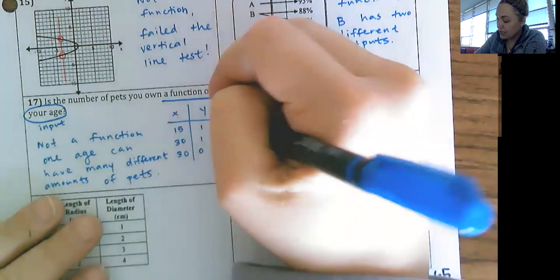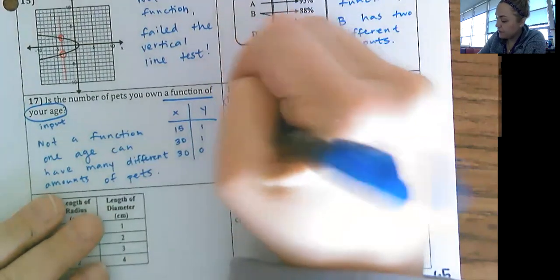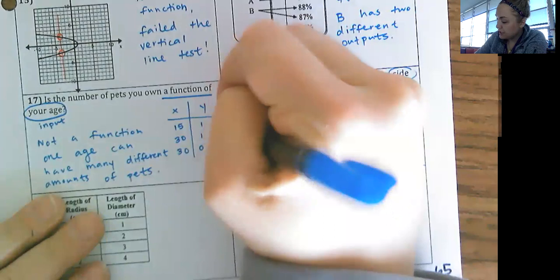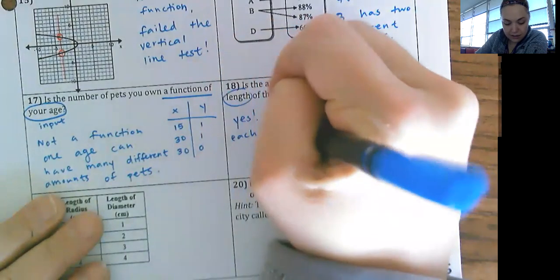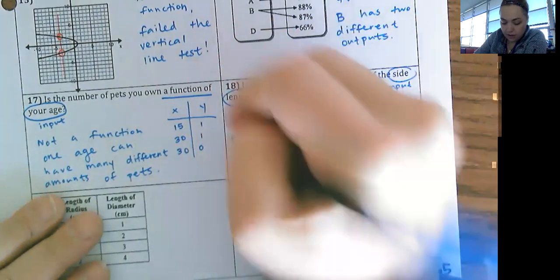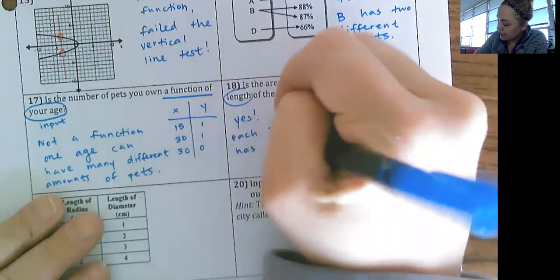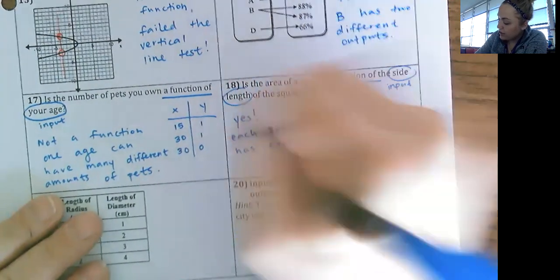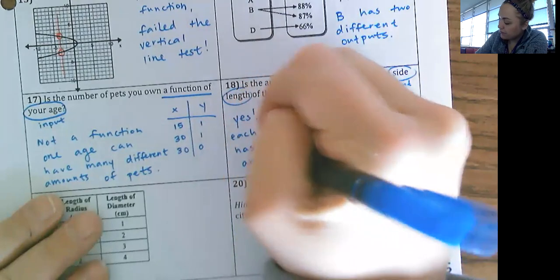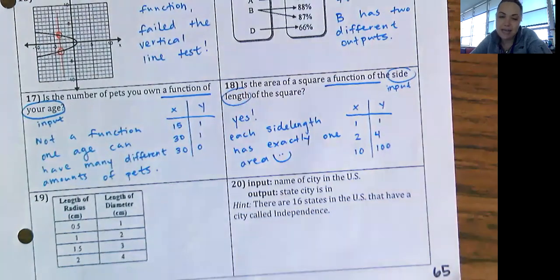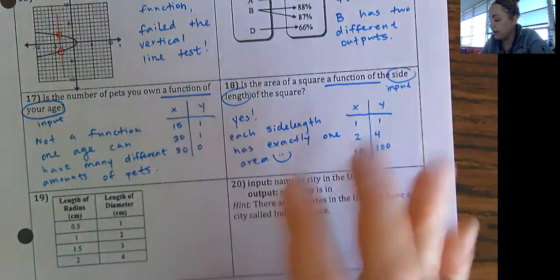I'm going to say, yes, each side length has exactly 1 area.